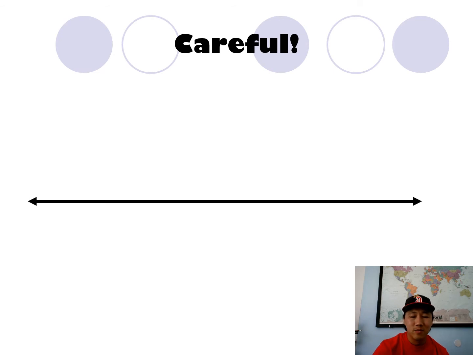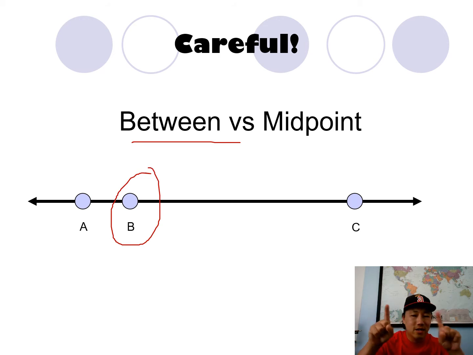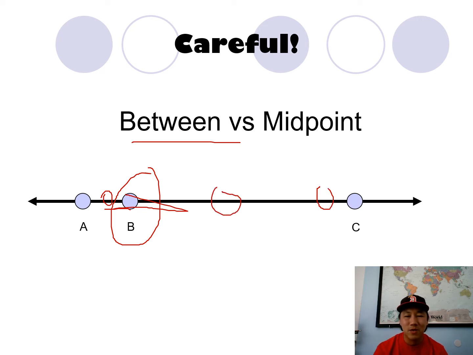Alright, but you have to be careful because we're going to run into this a little bit later on. The word between and the word midpoint are 2 different words. The word between just means that B is somewhere in between A and C. So it doesn't matter where, as long as it's in between A and C. B could be here, B could be here, B could be here, anywhere between.